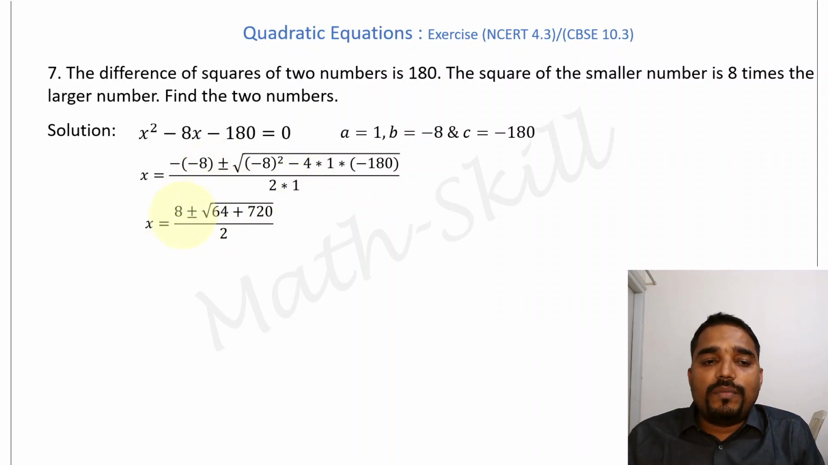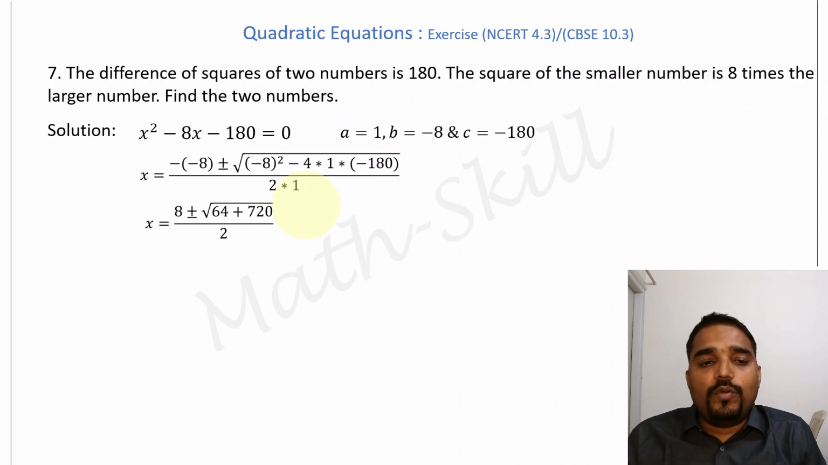Therefore, minus of minus 8 is plus 8, plus or minus square root of minus 8 whole square, which is minus 8 into minus 8, is 64 with plus sign, that is plus 64. Minus into minus is plus, 4 zeros are 0, 4 8s are 32 and 4 1s are 4 plus 3 is 720, whole divided by 2 into 1, which is 2. That is, within the square root we have 64 plus 720, which is equal to 784.